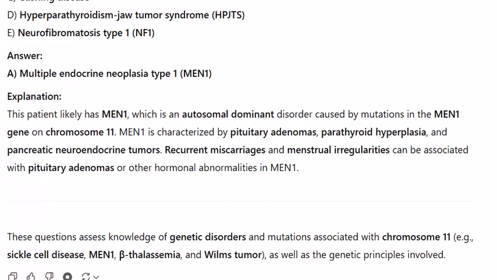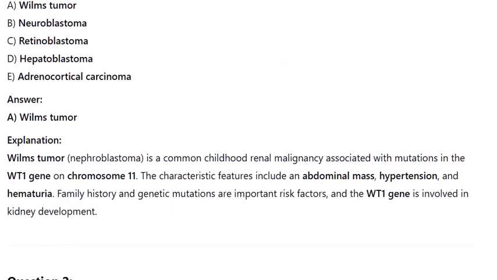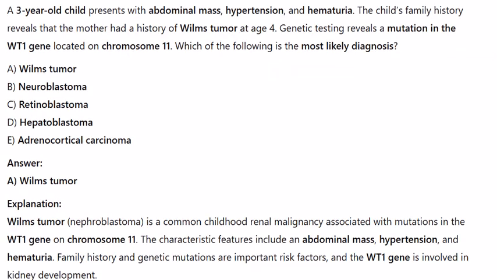Here are 5 USMLE-style questions focused on genetic disorders by chromosome, including Wilms tumor, beta-globin gene defects, sickle cell disease, beta-thalassemia. Question 1. A 3-year-old child presents with abdominal mass, hypertension, and hematuria. The child's family history reveals that the mother had a history of Wilms tumor at age 4. Genetic testing reveals a mutation in the WT1 gene located on chromosome 11.